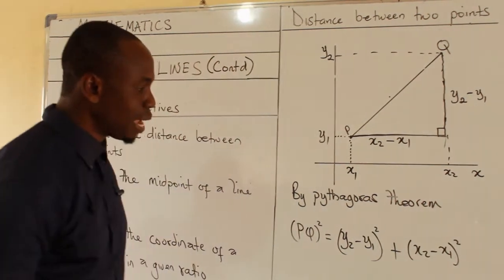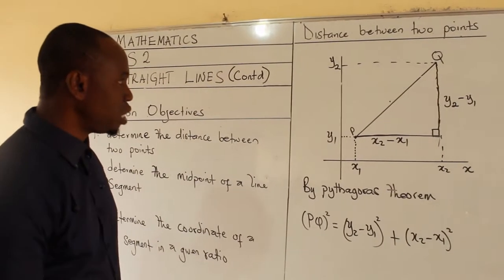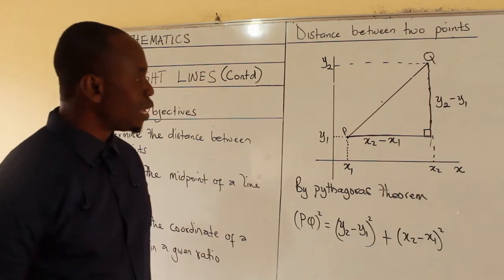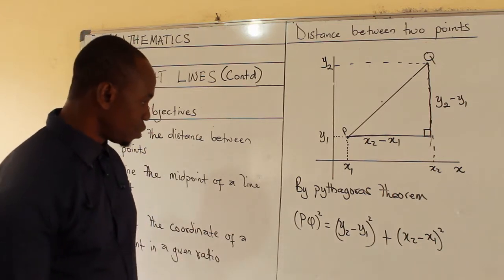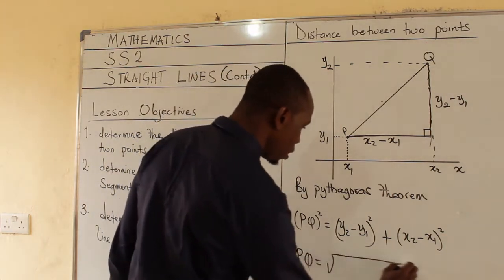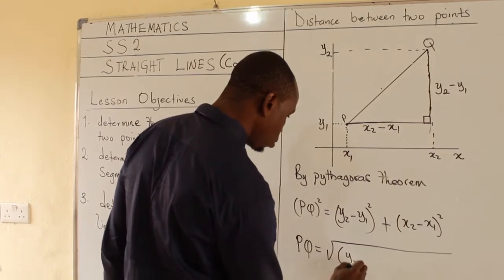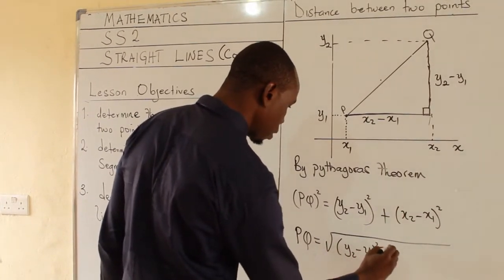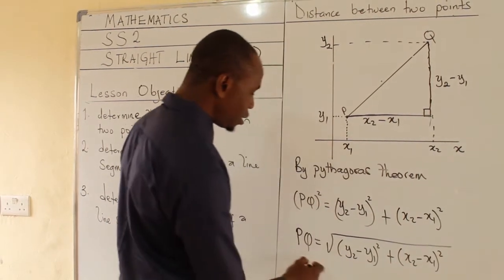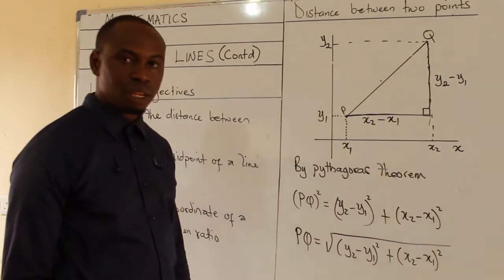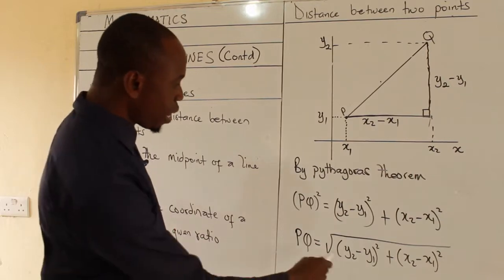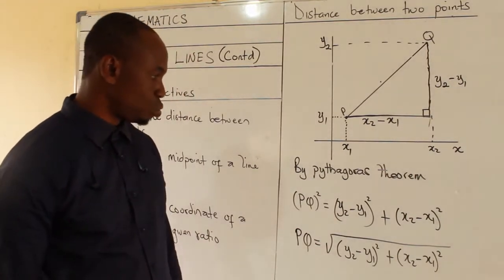So with this, I have been able to get the relationship between PQ and the length of the axis, horizontal and vertical. So if I make PQ the subject of the formula, it will be square root of y2 minus y1 squared plus x2 minus x1 squared. This is the required formula we use in finding the distance between 2 points.